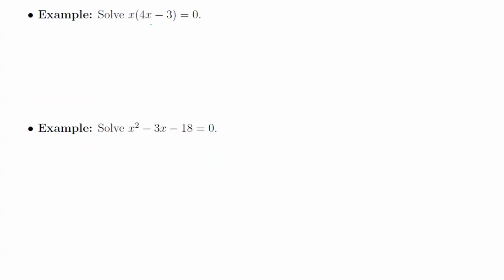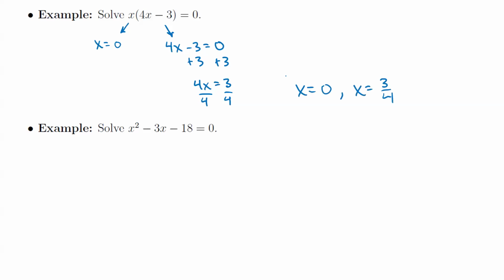Here's another example where we've already got things in factored form. So I can set the factor of x equal to 0, and I can set the other factor equal to 0. And there's a little bit of work to do on this one. So we get x equals 0 and x equals 3/4 as our answers. So those first two examples, everything's already factored, okay?